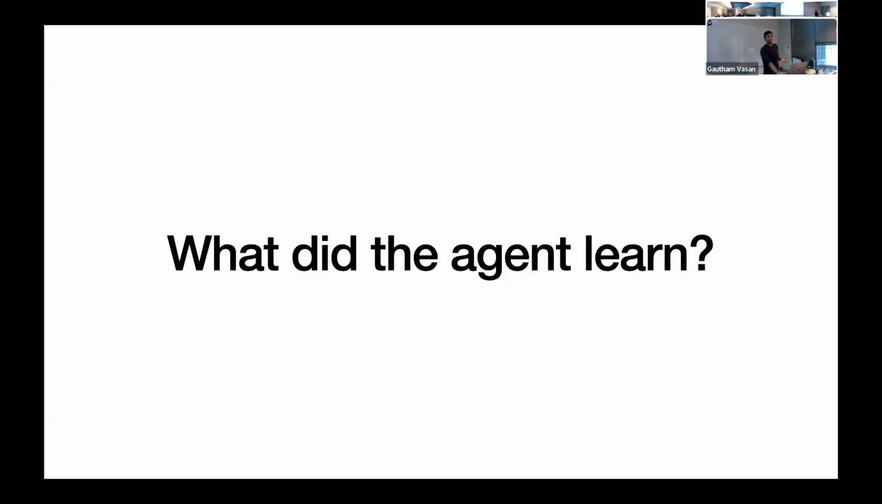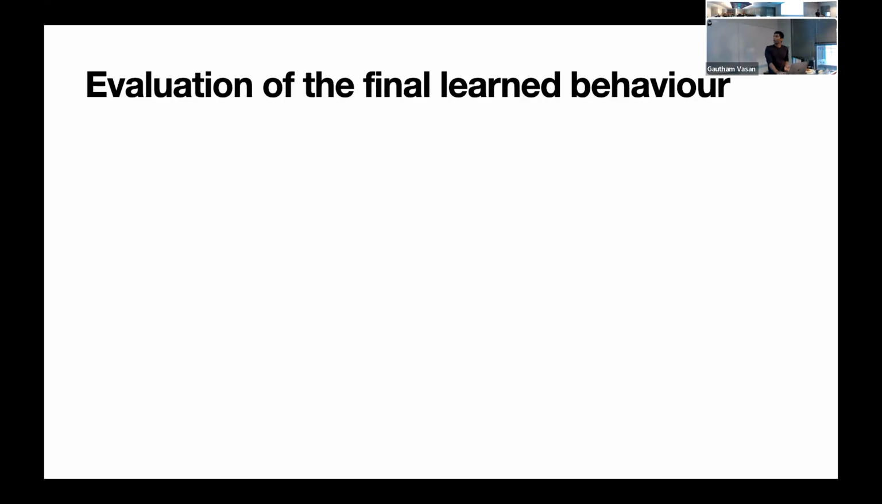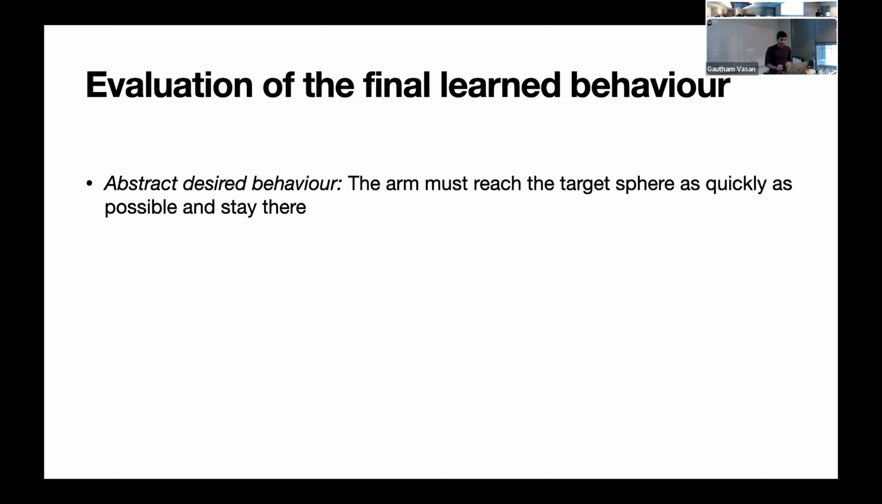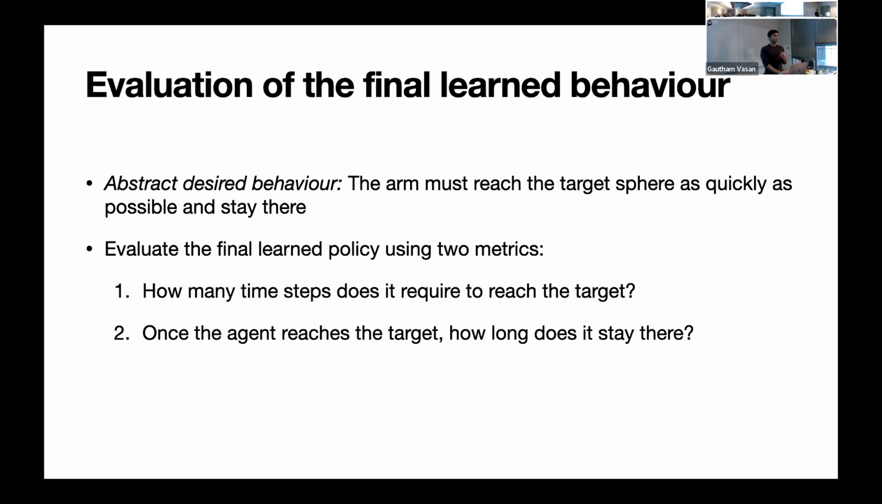Previously, we had these learning curves. We know it reaches the goal, but what did the agent actually learn? So we want to evaluate this final behavior. Let's go back to what we started with. We had this abstract goal: the desired behavior where the arm must reach the target sphere as quickly as possible, and it should stay there. We can evaluate all these policies using two different metrics. The first question is, how many time steps does it require to actually reach the target? And once the agent reaches the target, how long does it stay there?